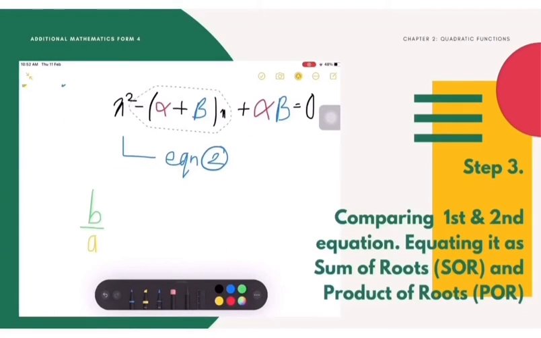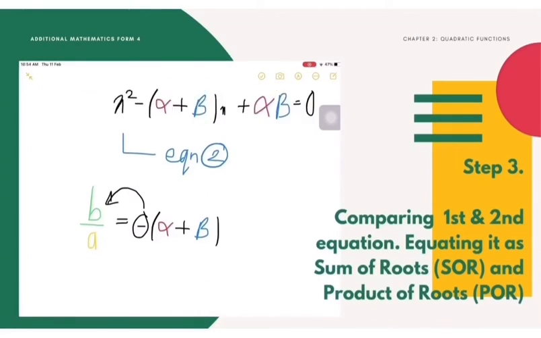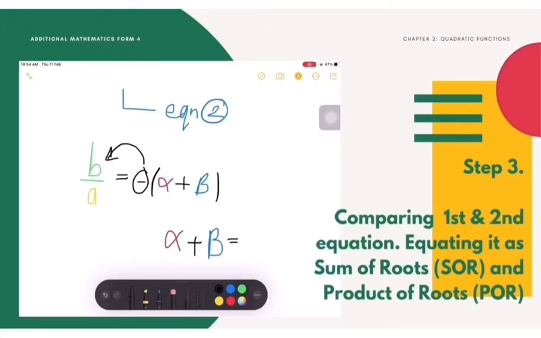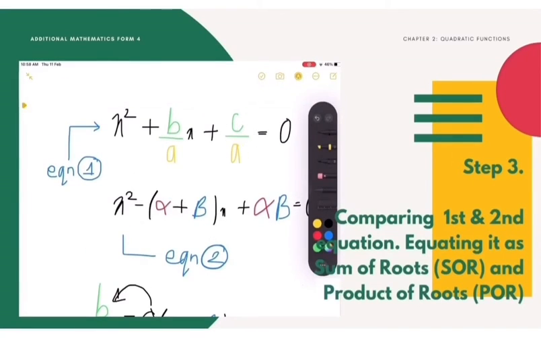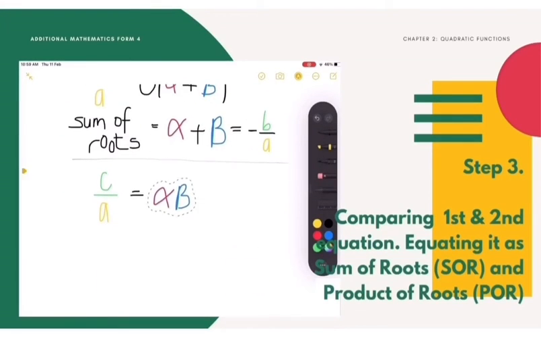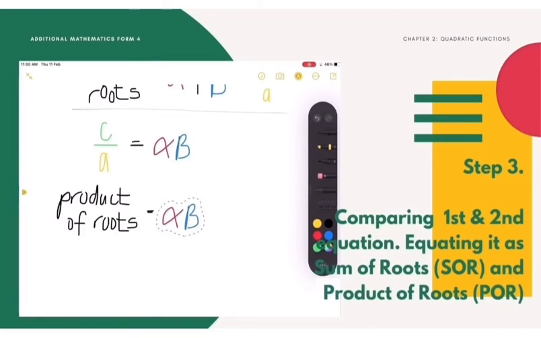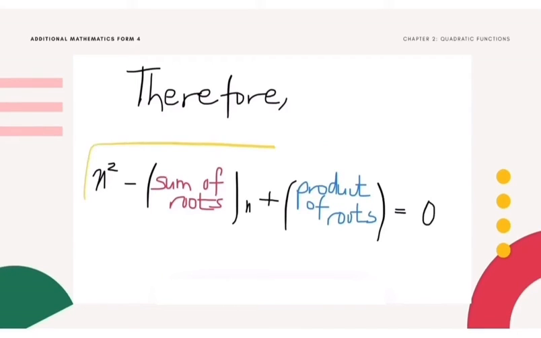However, b over a we will compare with the second equation, which is negative (alpha plus beta). We will bring the negative to the other side. Since alpha plus beta equals the sum of the roots, we can equate it with negative b over a. Next, we will compare c over a with the second equation. Here, c over a equals alpha times beta. Alpha times beta means the product of the roots, so we can equate alpha times beta equals c over a. Therefore, the quadratic equation with roots alpha and beta can be summarized as x squared minus sum of roots x plus product of roots equals 0.